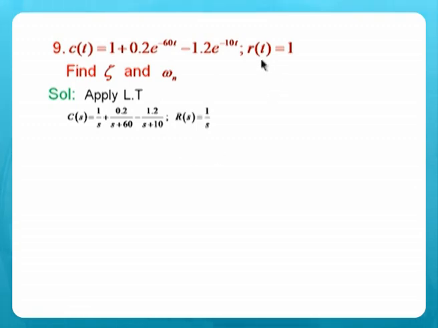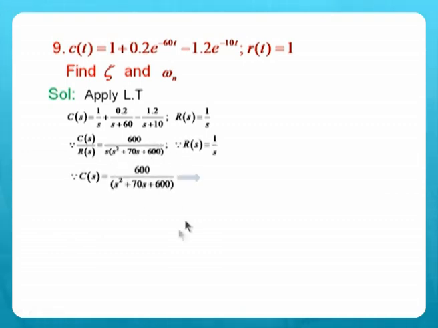Similarly, R of s, the input, also has the Laplace transform applied to it. It becomes 1 by s. Now you need to calculate the transfer function C of s by R of s, given by this function. You can see now that C of s is given by 600 by s square plus 70s plus 600.